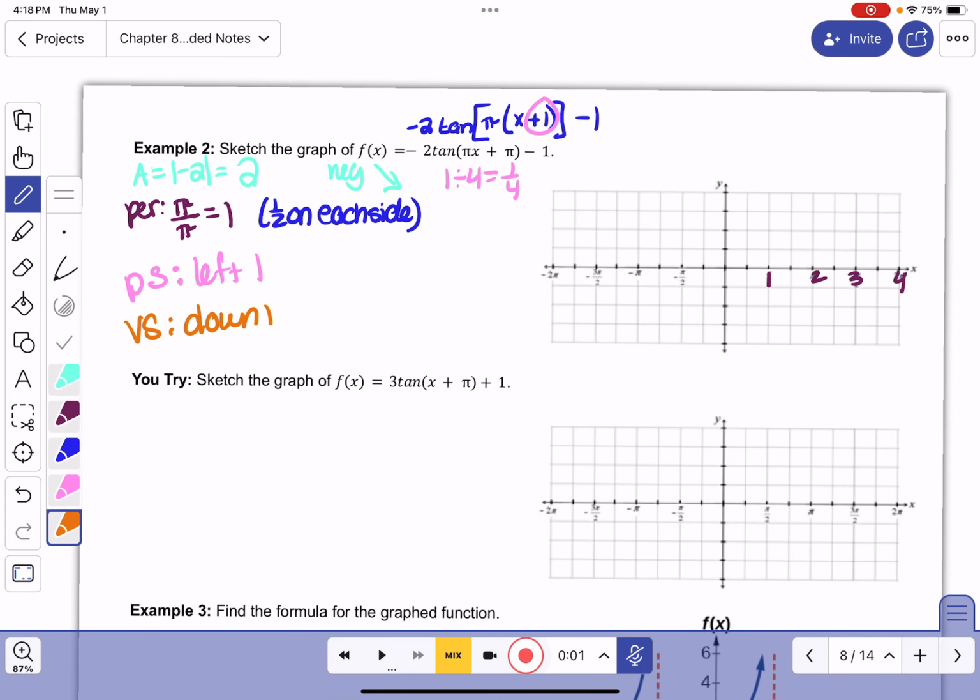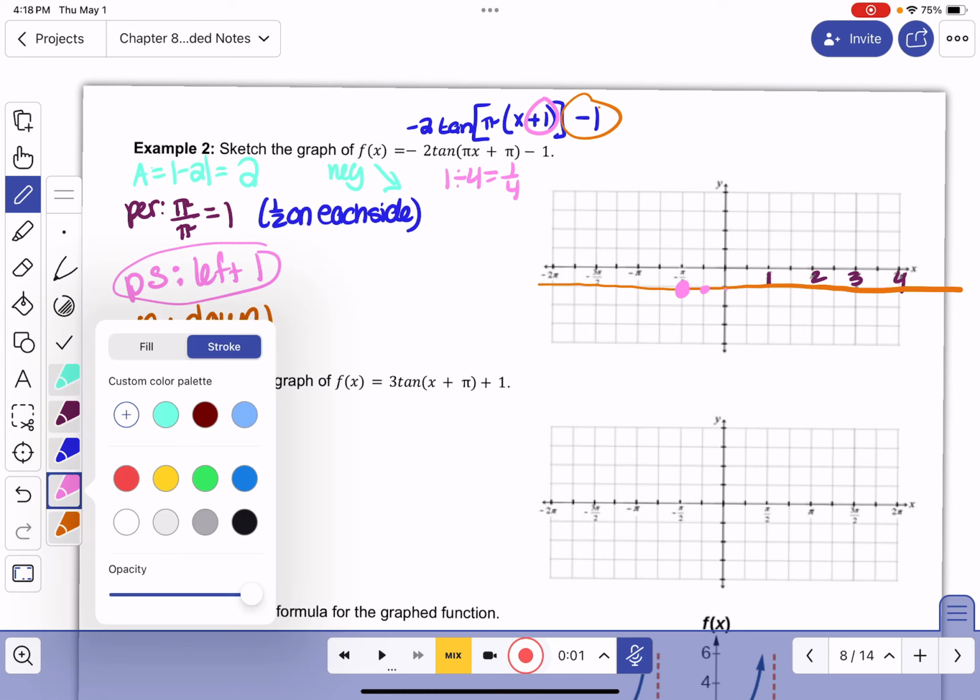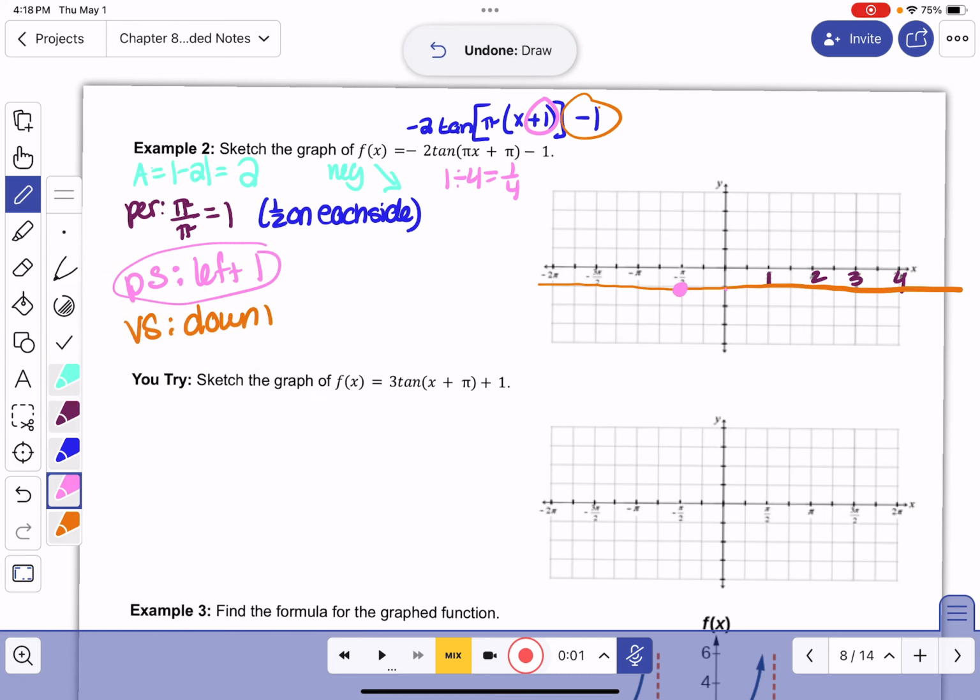So we'll start with the vertical shift. That down 1 means that's where I'm going to be plotting my center point. And the phase shift, meaning left 1, so instead of the origin, I'm going to go left 1. Because we said those were like that. Now we have a half on each side. So from there, a half and a half is going to be our shape.